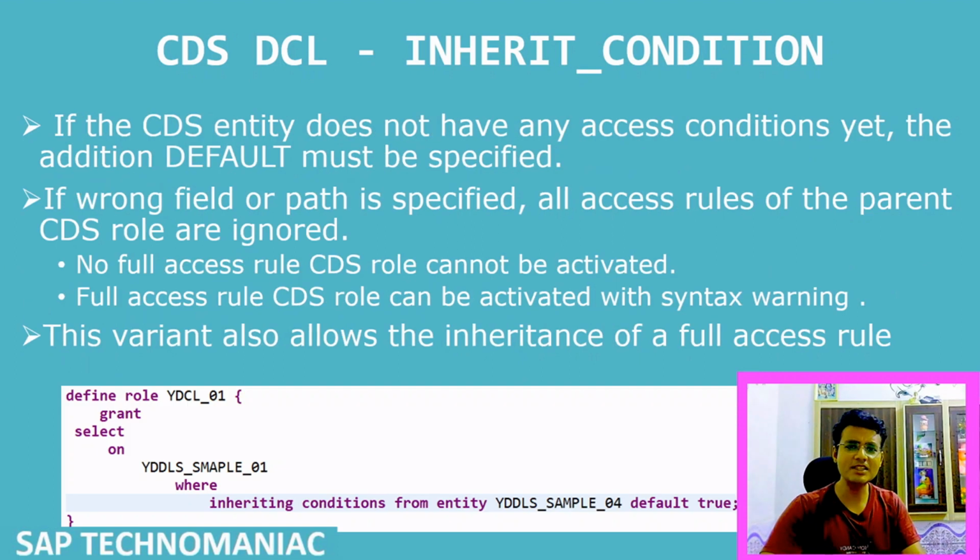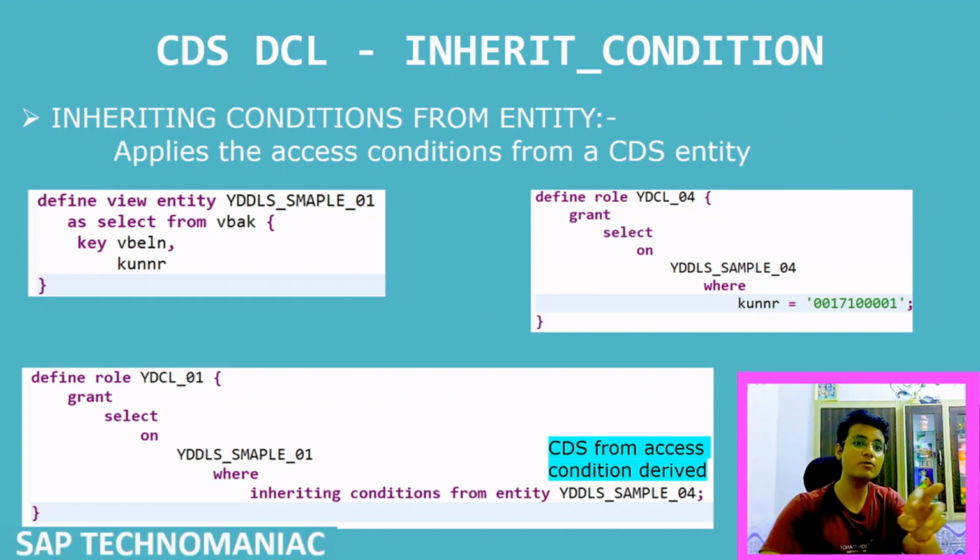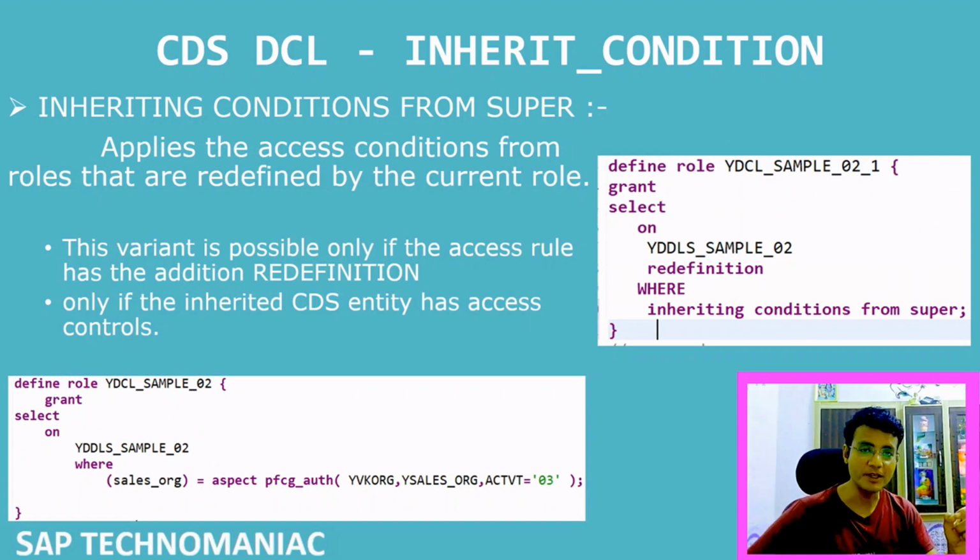These are the basics of the inherit condition we are using. We define it using the inherit condition from the CDS entity when we are creating the role. This is the second variant of the inherit condition. One is inheriting condition from super, which is a little bit tricky. Suppose for one CDS entity we have already defined multiple DCLs, and somebody created one access rule using the redefinition. As I told you in my previous video, when redefinition is used, all other roles defined for this CDS entity get disabled and only this redefinition will work.